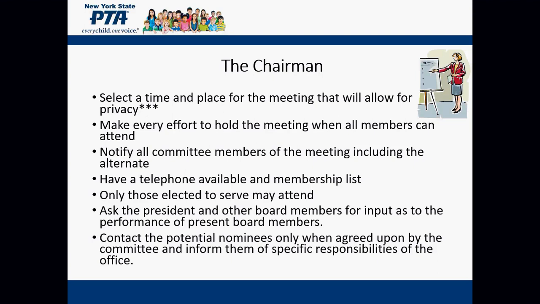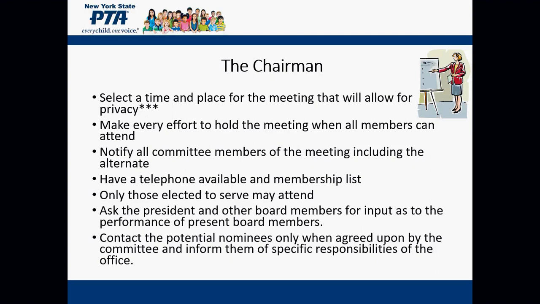The chairman should be selected by the committee. Now the committee is elected at the meeting. They can meet at the end of the meeting and get together and decide, okay, we need a chairman. Somebody may step up and everybody agrees, however you do it, but it is selected by the committee.